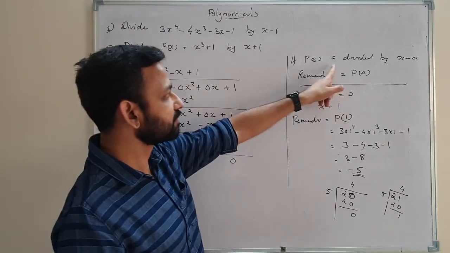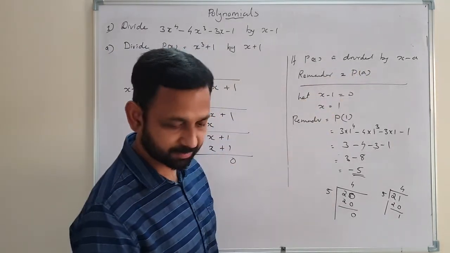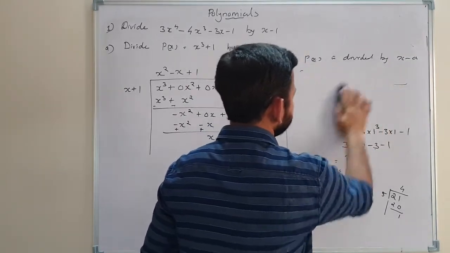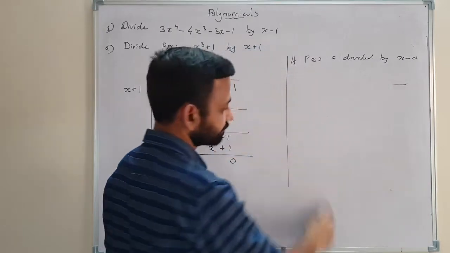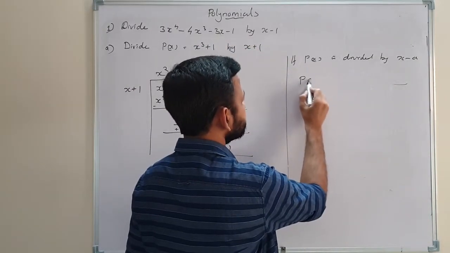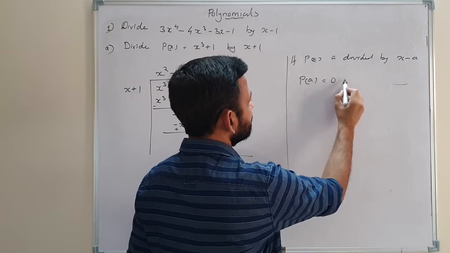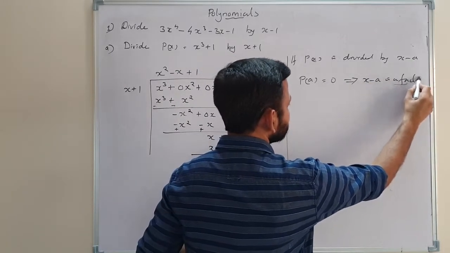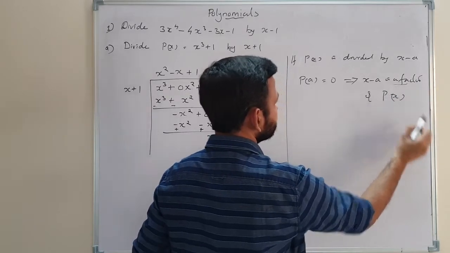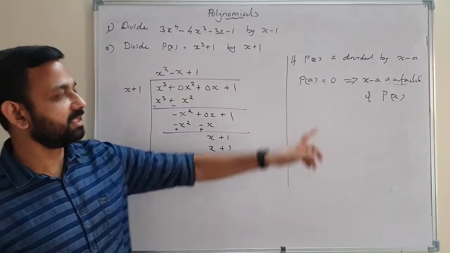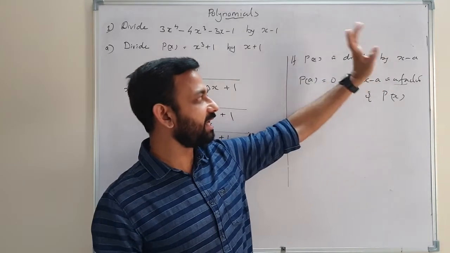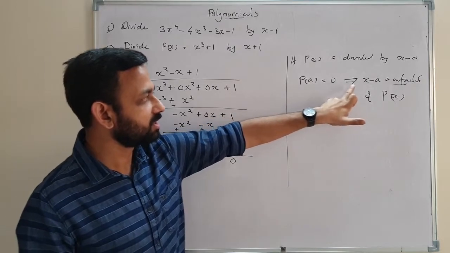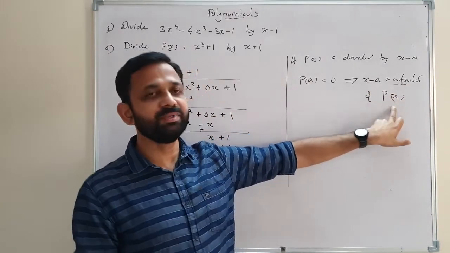That means if px is divided by x minus a, and if remainder 0, if p of a equal to 0, then x minus a is a factor of p of x. So if the polynomial px is divided by x minus a, then if the remainder p of a equal to 0, then x minus a is a factor of px.